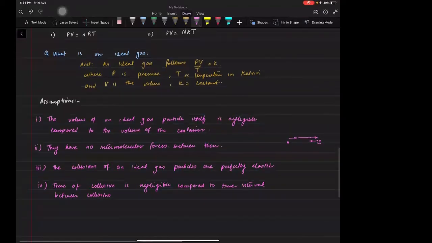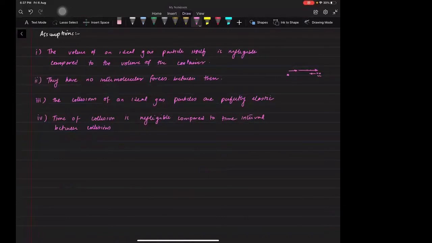So wait, could you repeat that? Which means that if they're traveling a distance of 10 kilometers to hit a particle at another end, but when they hit, they only connect with each other for 0.00001 second, right? So they take like 10 hours and collide for 0.001 second only. So that means that the time collision is negligible compared to their traveling time. Understood? Yes, sir.